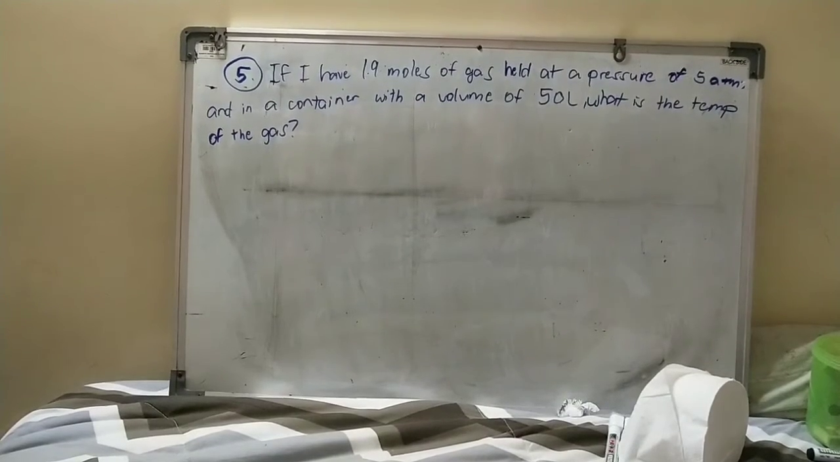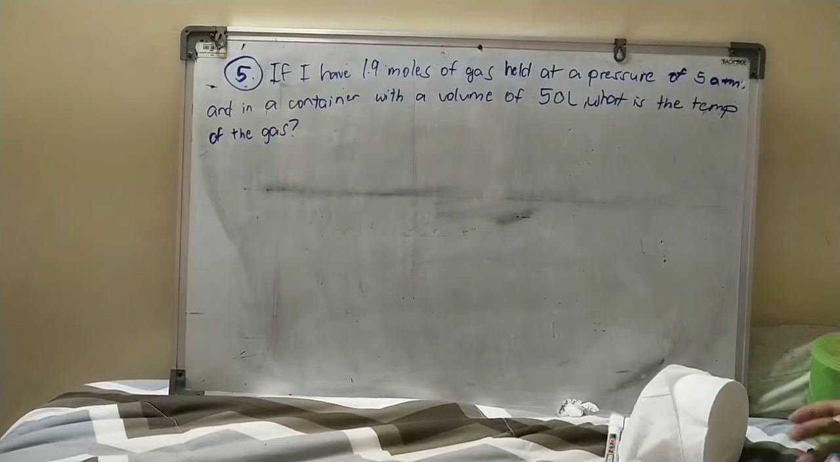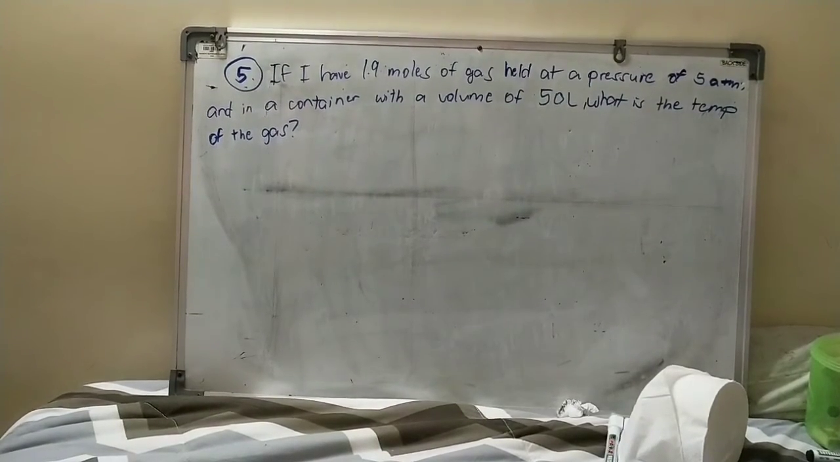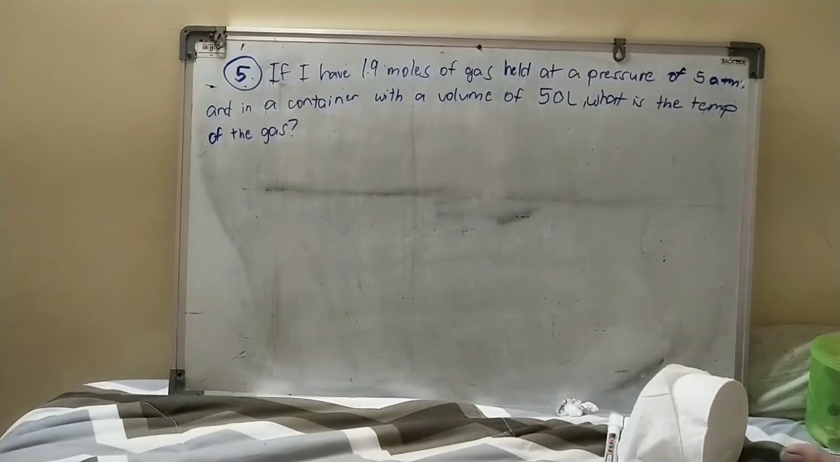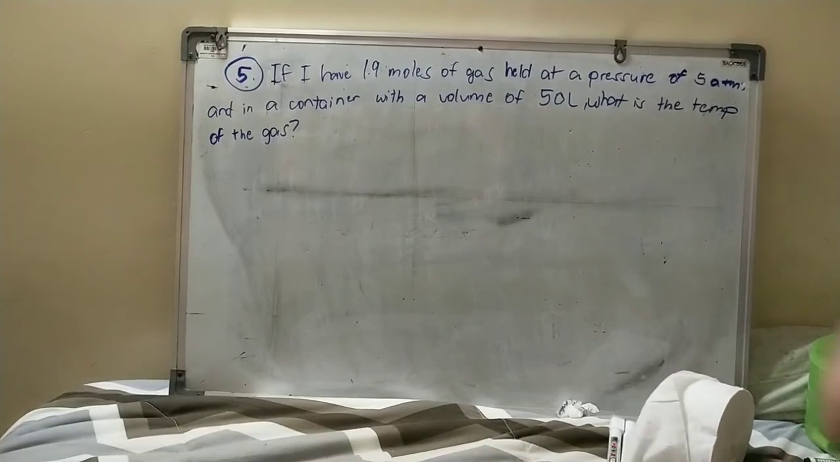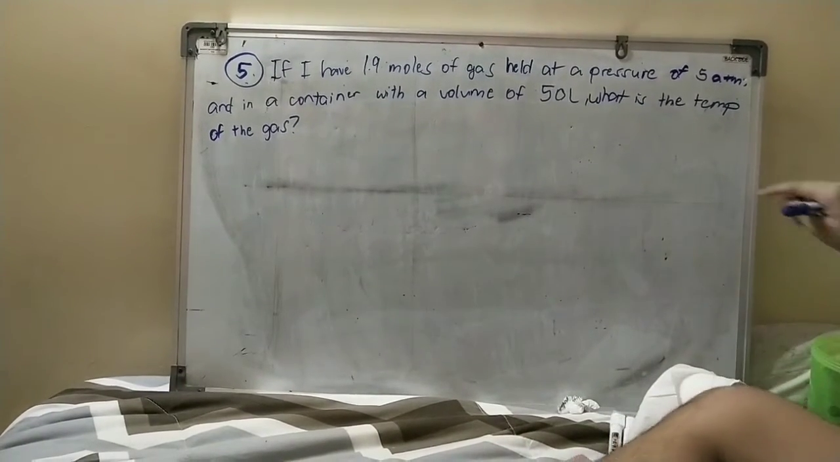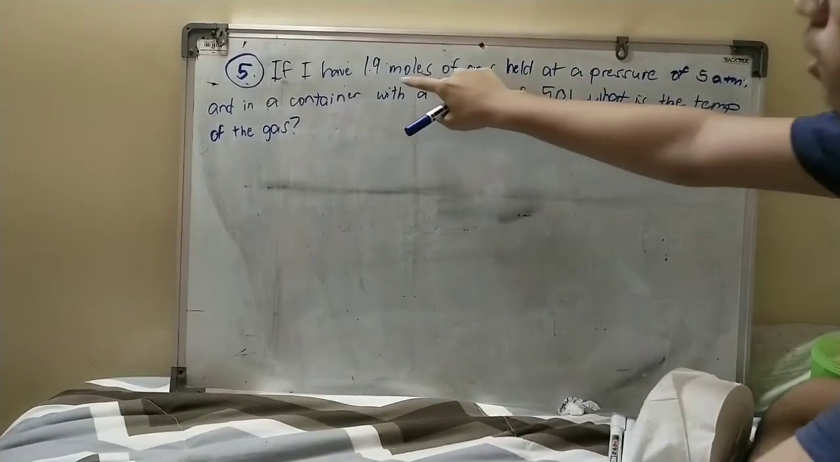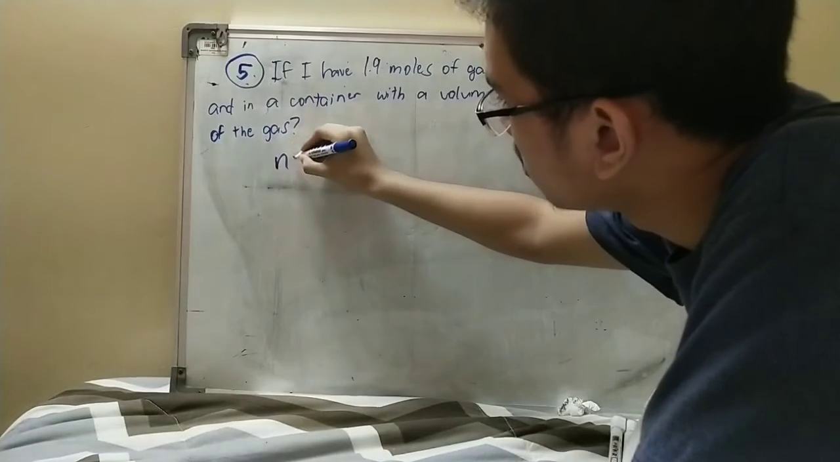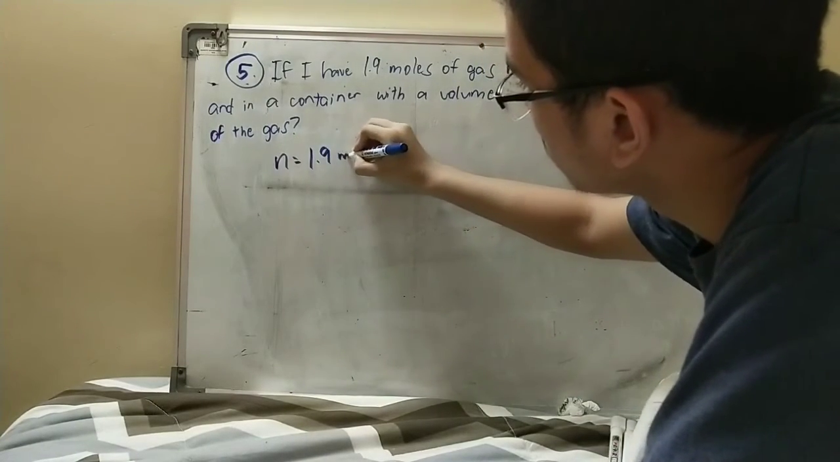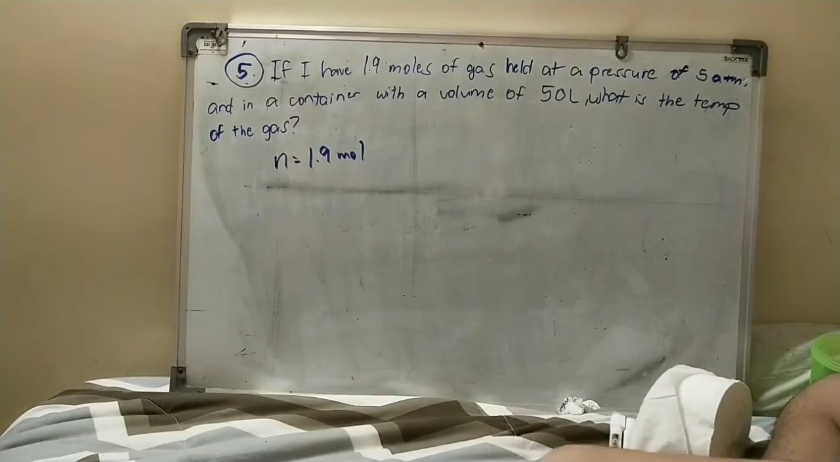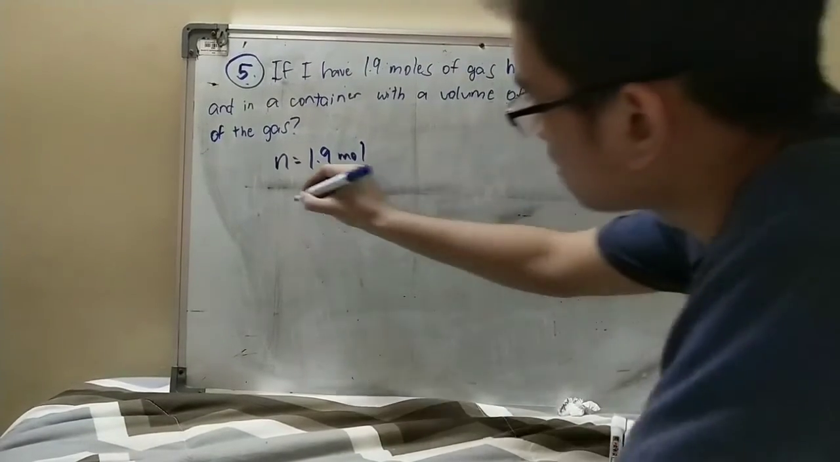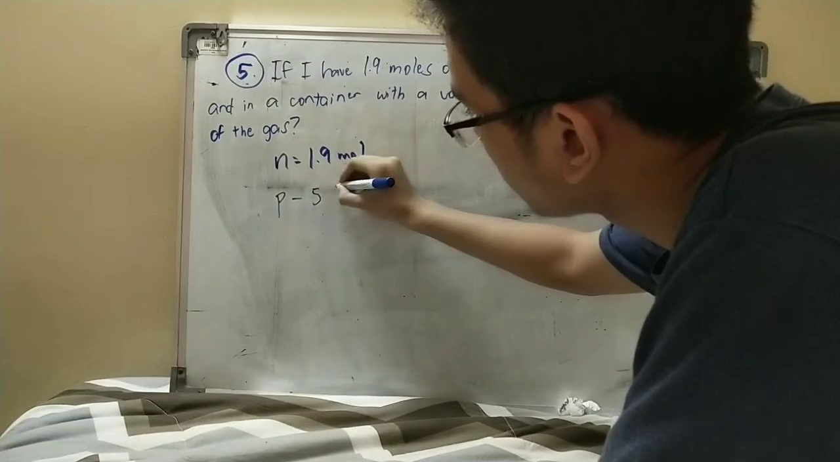Let's now head over to our last example. If I have 1.9 moles of gas held at a pressure of 5 atm and in a container with a volume of 50 liters, what is the temperature of the gas? So, you first need to write all of the values that you see in the problem. So our first value is moles, and it is 1.9 moles. Our next value is pressure, which is 5 atm.